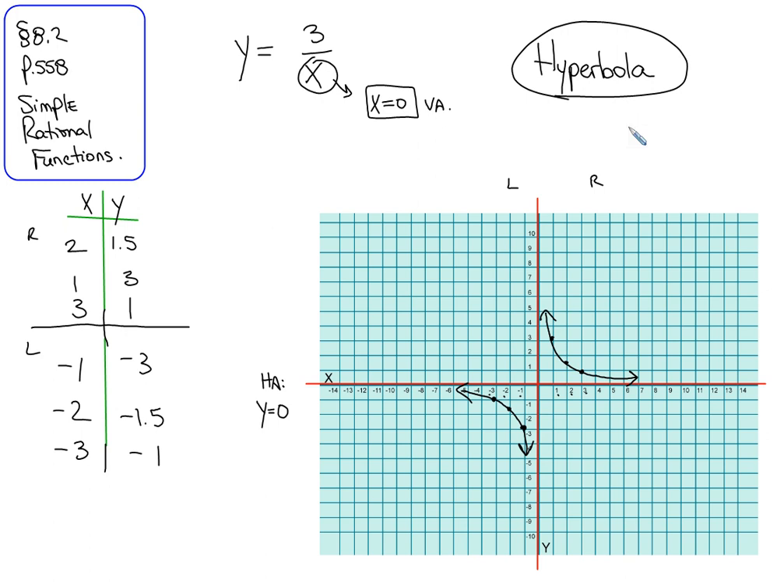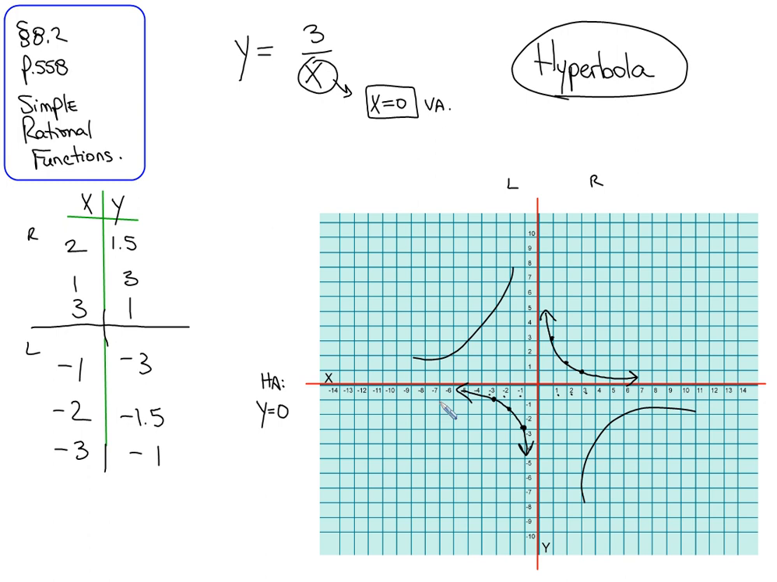This is called a hyperbola. That's how it's spelled, and it's pronounced hyperbola. Every single one of the graphs in this section is either going to look like this, with one branch in the top right and one in the bottom left, or one in the top left and one in the bottom right.